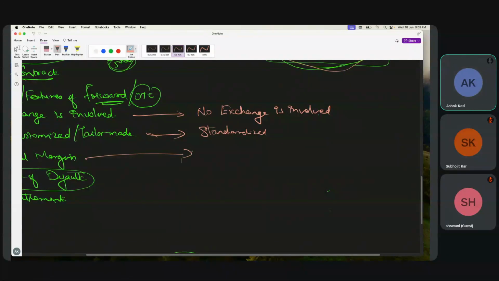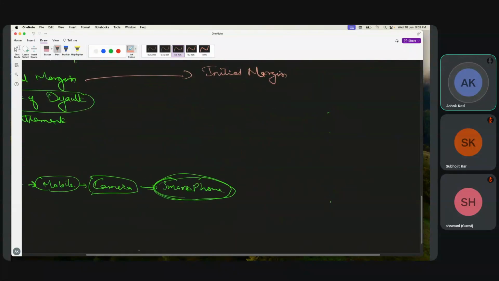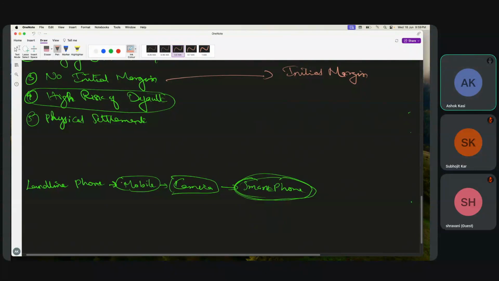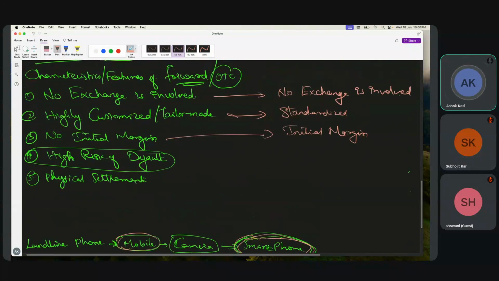Then no initial margin becomes initial margin. So everything is getting changed. Just like the phone. What was the purpose of the phone? So that we talk to the family members when there is a need. And now what are we doing? We are hardly using the phone for talking. We are using the phone more often for social media stuff and WhatsApp chatting. So now the purpose itself is getting changed, right? Similarly here also, so many things are getting changed.